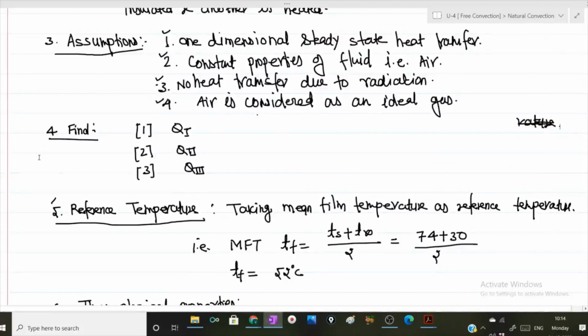Step number 4, enlist what is to be found out. So we have to find out the rate of heat transfer in the vertical position of the plate, in the horizontal position facing the heated surface up, and in the horizontal position facing the heated surface down. So Q1, Q2 and Q3 heat transfer rates are to be calculated.